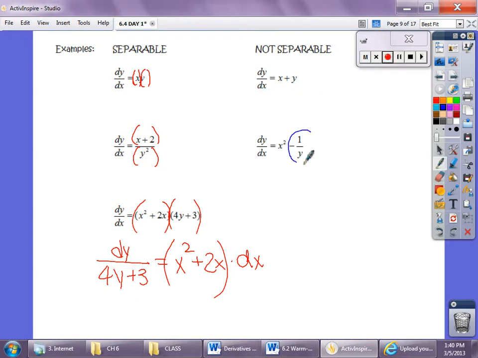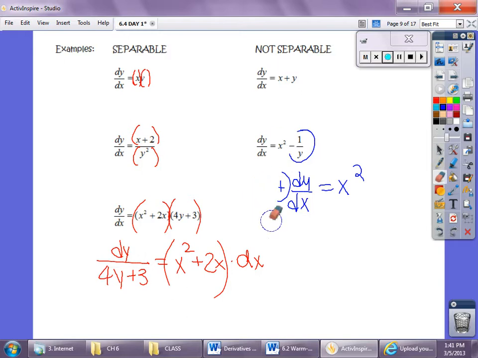So this one's actually even easier. It would take one step to move the y's to the other side. But again, this plus is the issue. And trying to get the dx to the right side is going to be a little bit of a pain to do. It's possible, but it's going to be a pain.